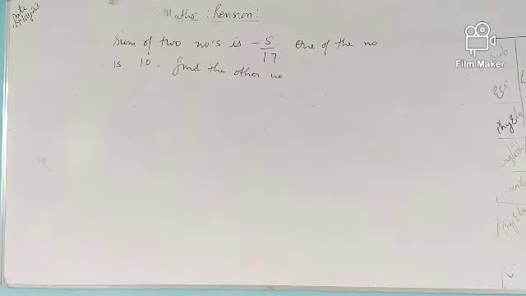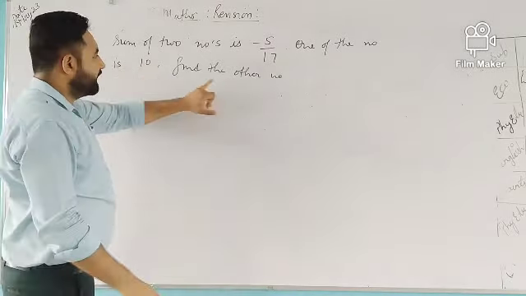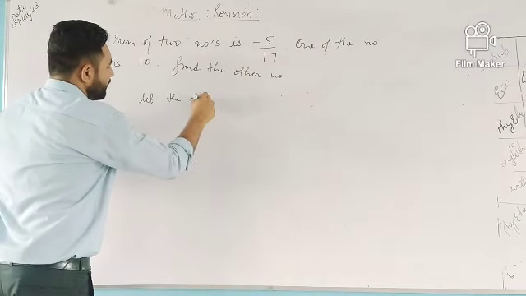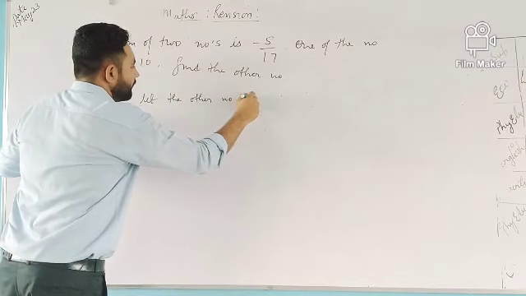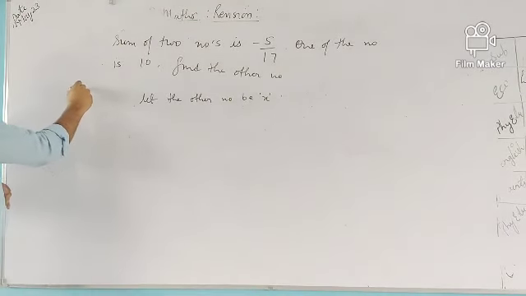Now we have a question. Sum of two numbers is minus 5 upon 17. One of the numbers is 10. You have to find the other number. So let the other number be x.